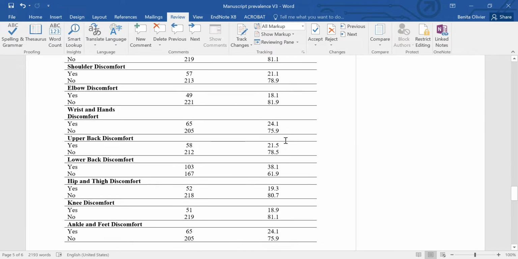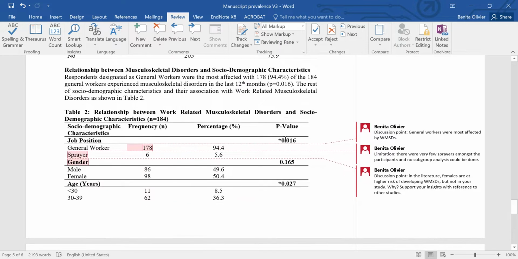And as you go through all the sections in your results, you make notes. For example, there were a lot of general workers and very few sprayers in the sample population, which is a potential limitation as no subgroup analysis could have been done. But it's also a future research recommendation, because a specific study can be done in the future to look at the risk of work-related musculoskeletal disorders in sprayers.